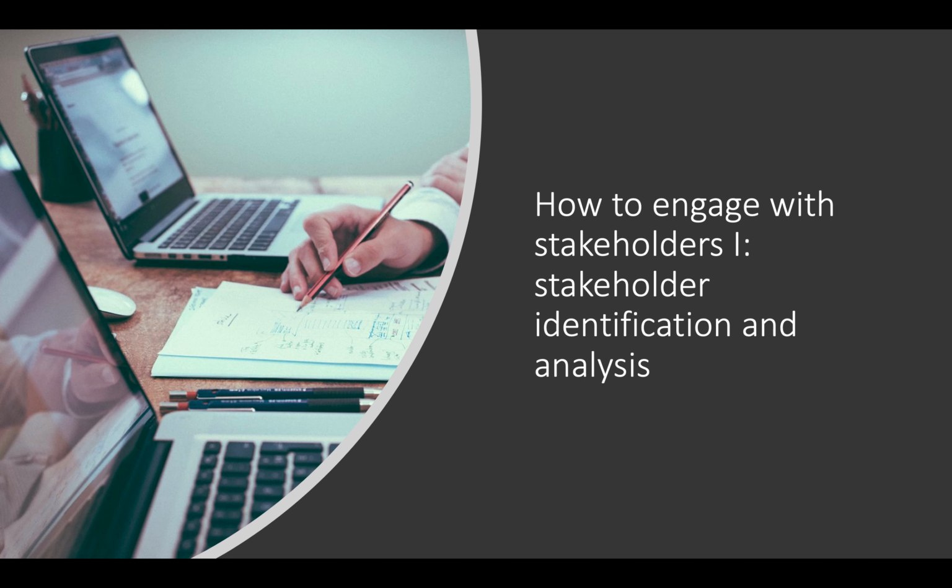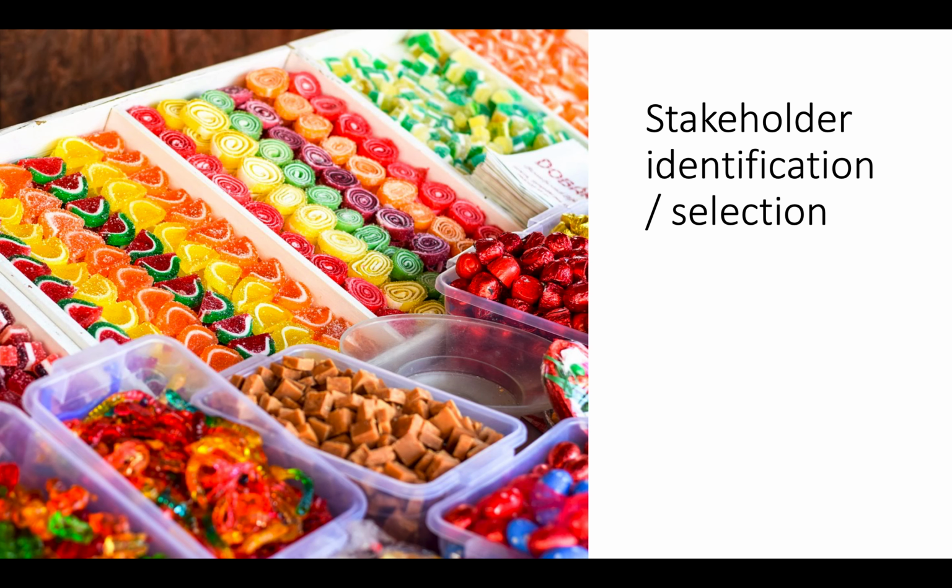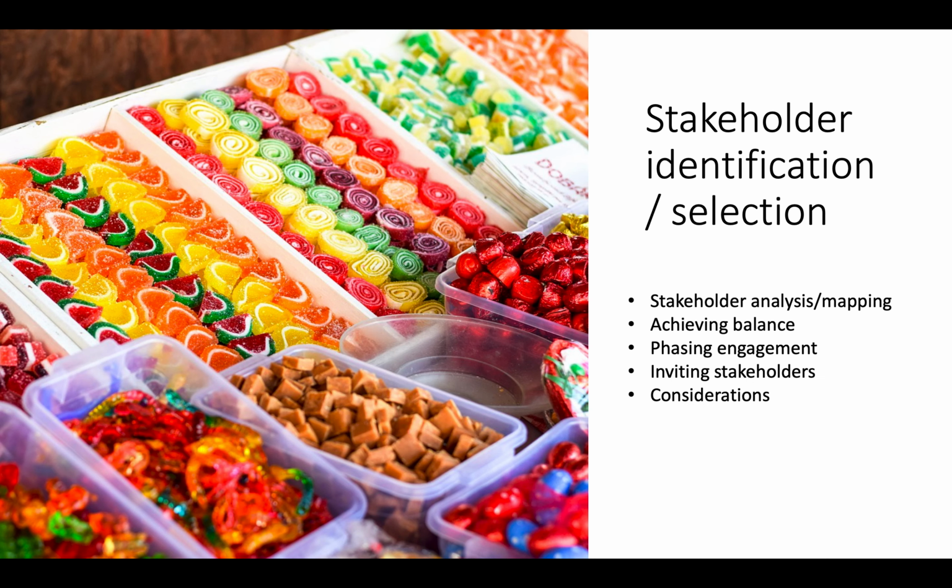In this session, we're going to talk about how to engage with stakeholders. The first part of that process is focusing on stakeholder identification and analysis. So in the first stage, we want to identify or select our stakeholders. And part of this process involves analysis or mapping sometimes. Stakeholder analysis or stakeholder mapping refers to identifying and categorizing stakeholders to get a better grasp of who we're dealing with and what their likely engagement will be.